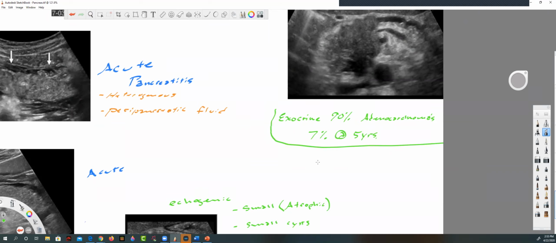Got that one. The endocrines are less likely. That's going to just drive me insane. The endocrine tumors are less likely to occur. Those are going to be insulinomas. That sounds like probably a beta cell. What's next? Gas.